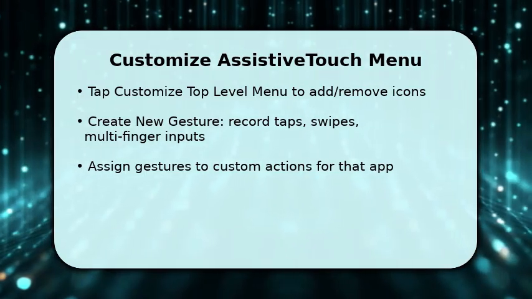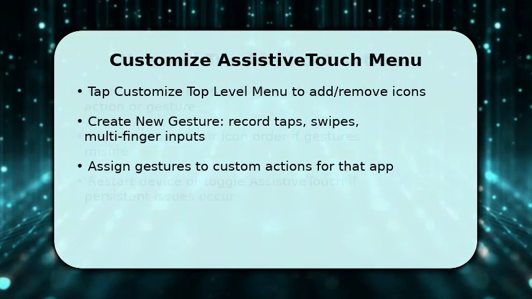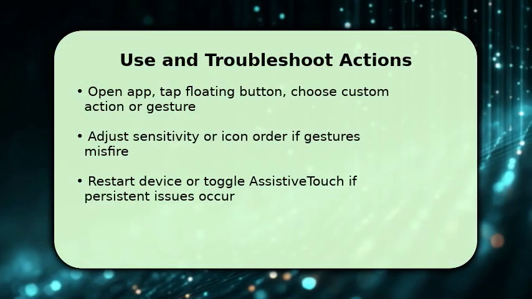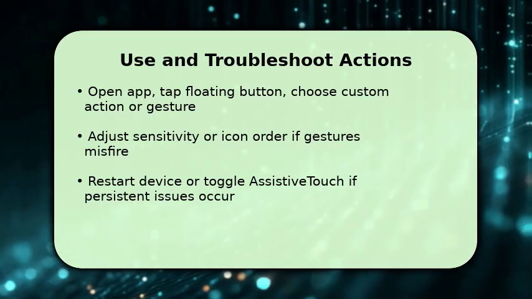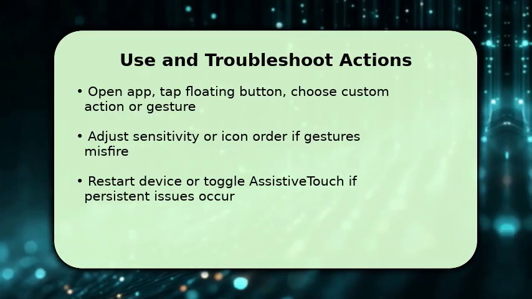Finally, practice using your custom Assistive Touch actions inside the App Store app. Open the app, tap the floating button, and select your saved gesture or action to perform complex inputs quickly.